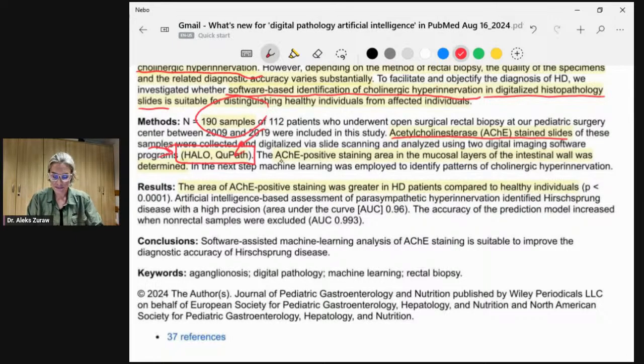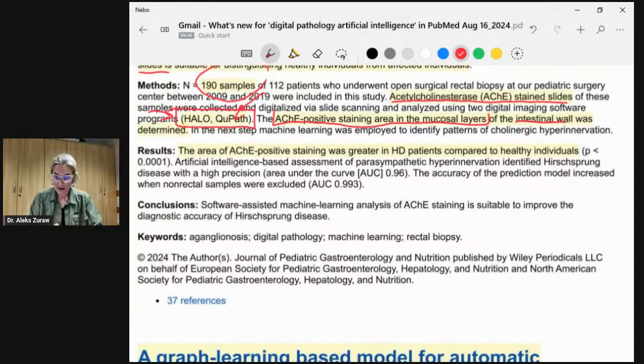And what they did, they first decided to detect the staining of the mucosal layers of the intestinal wall. And then they checked. So this marker stains the nerves, but it also gives some background, right? But the results were that the area of the positive staining was greater in the Hirschsprung disease patients compared to healthy individuals.